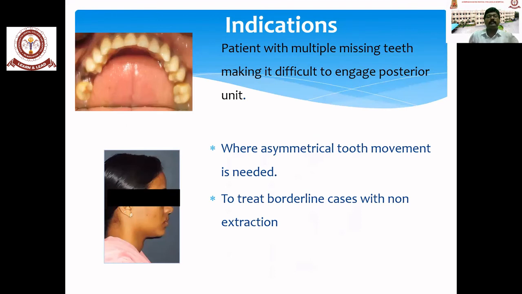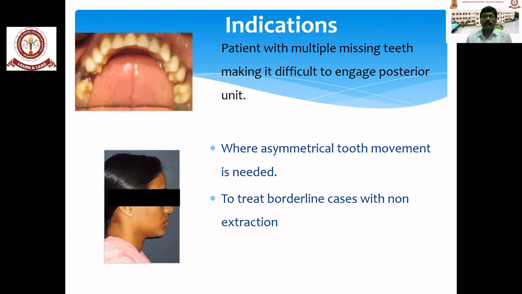So where are all these micro implants or skeletal anchorage devices indicated? One is where a patient has multiple missing teeth, making it difficult to engage posteriorly. Normally in conventional anchorage technique, we use the molars. We take support from the molars. We are going to retract the anteriors using support from the molar. Your molar is the anchor tooth. What if the anchor tooth itself is missing? In those cases, your mini implants or micro implants can serve as an excellent tool.